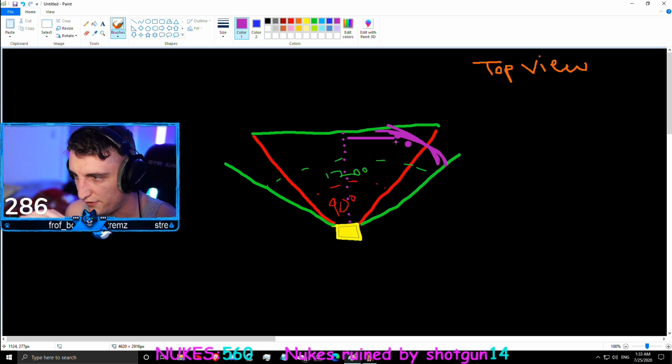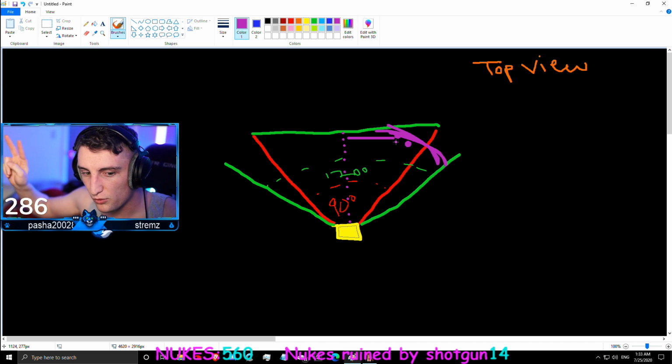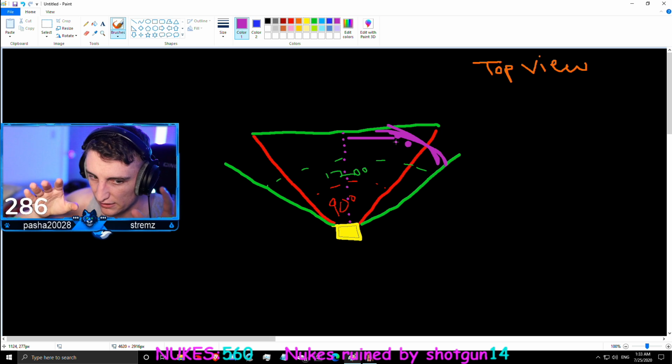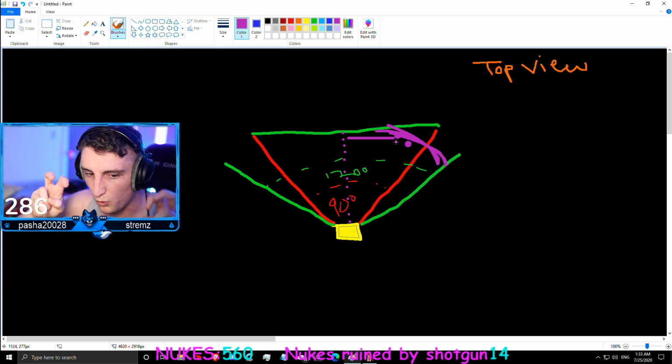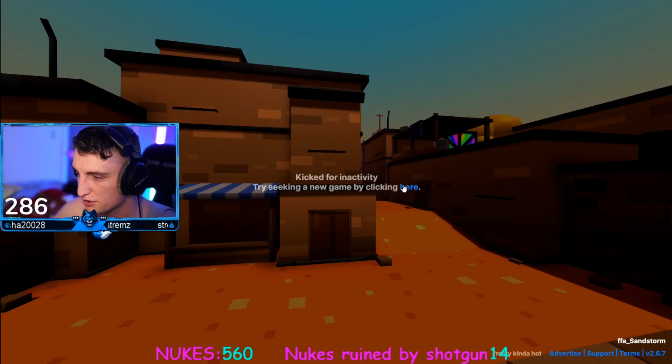On higher FOV, the farther out they are, the more warped it is. It's very slight, very small, but it's more warped. Okay, so here, I'll show you.